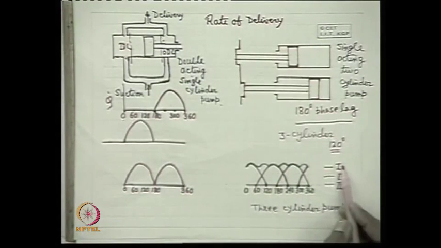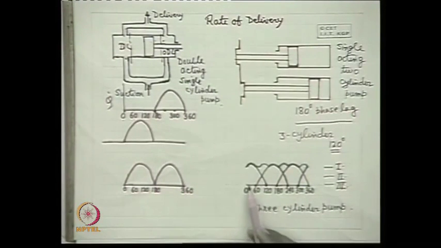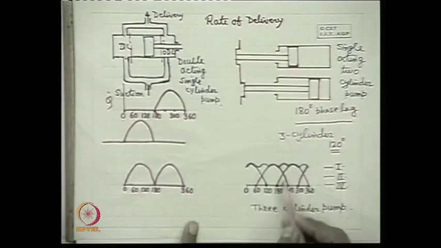Let these be cylinders 1, 2, 3. Now, if you draw the diagram with respect to the angle made by the piston of the first cylinder with respect to its inner dead center position, then you see from 0 to 180 is the suction. So, this is a superimposition. The red one is the first cylinder, and it gives the discharge for the first cylinder from 180 to 360.